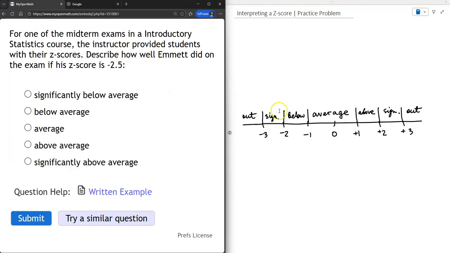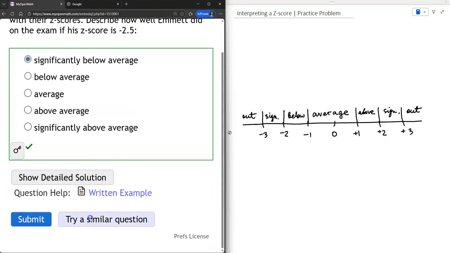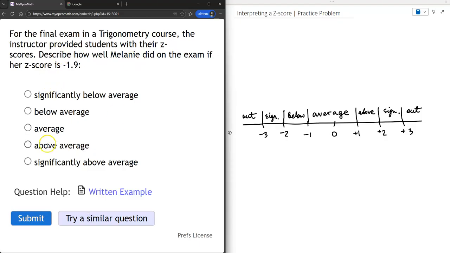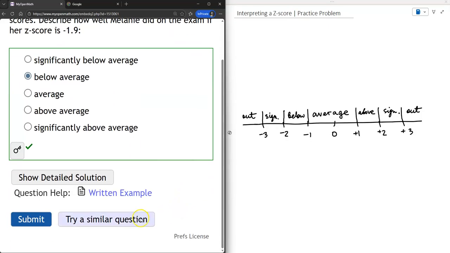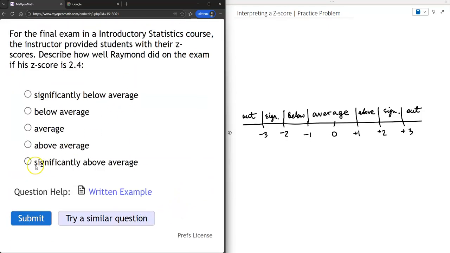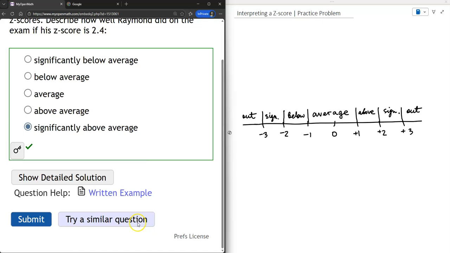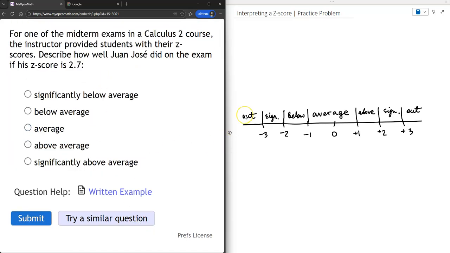And let's do a couple more. -2.5 for Emmett is significantly below average. And Melanie did below average on this one. Raymond did significantly above average, and hopefully you got the idea.